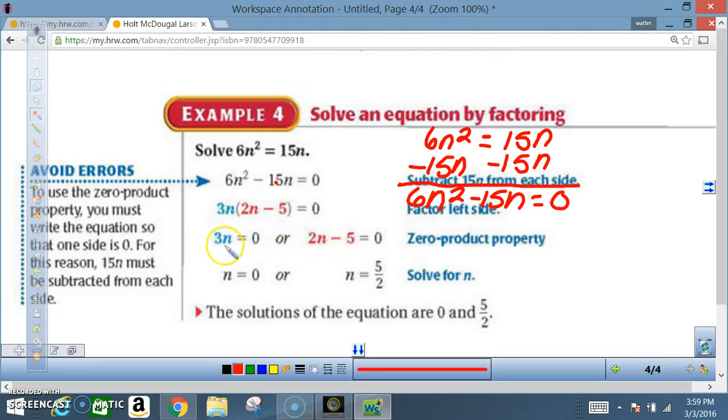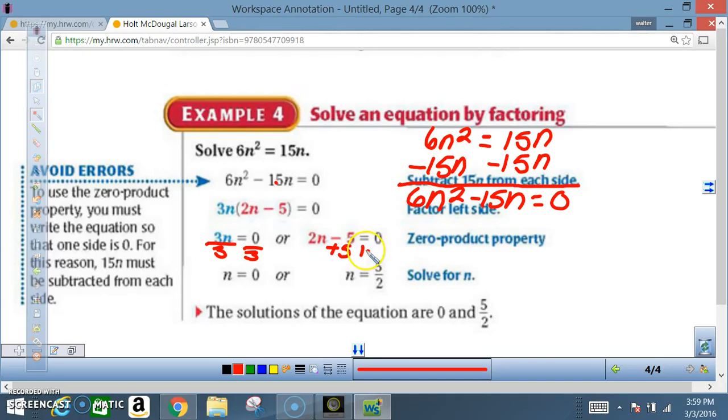So we divide both sides by 3. 3 divided by 3 is equal to 1. So I'm left with this n. 0 divided by 3 is 0. On this side, I got 2n minus 5 is equal to 0. So I'm going to say plus 5.